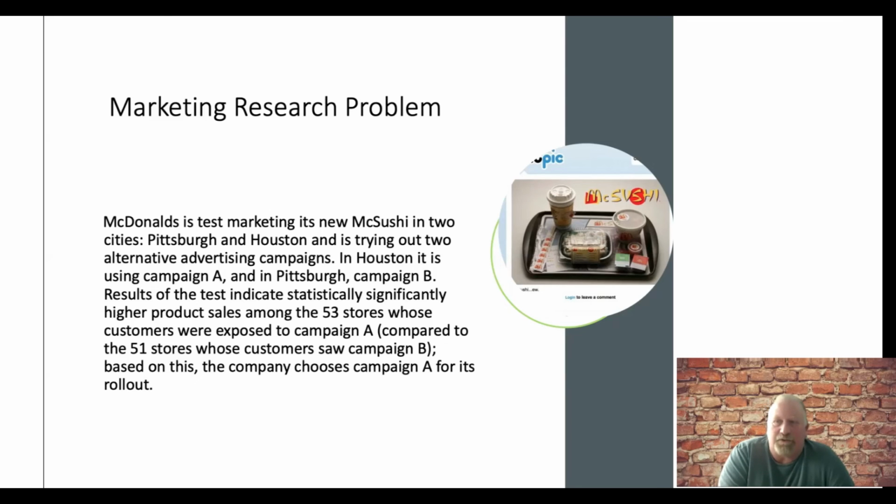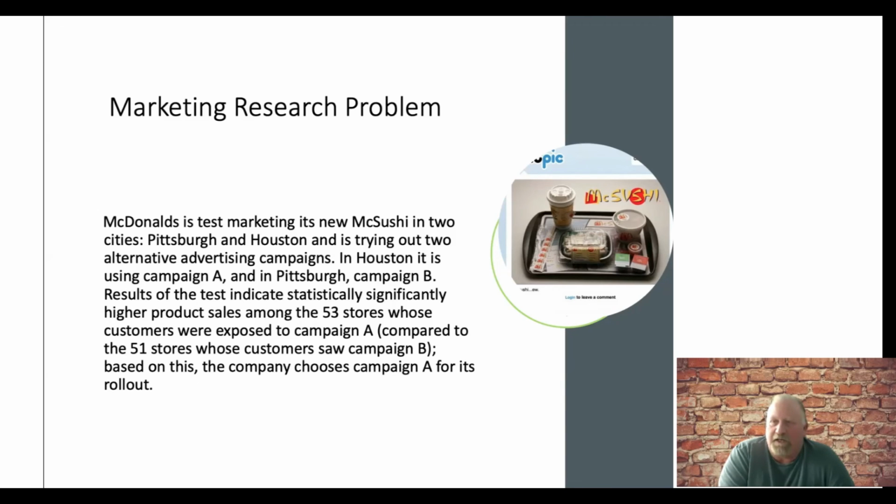B, do we have a concomitant variation? That is, when one changes, the other changes. So an example of this: when we change the ad campaign in Houston, do we see McSushi sales? When we look at the ad campaign in Pittsburgh, do we see McSushi sales? Is there a relationship between the ad campaign and McSushi sales? And yes, we see that.